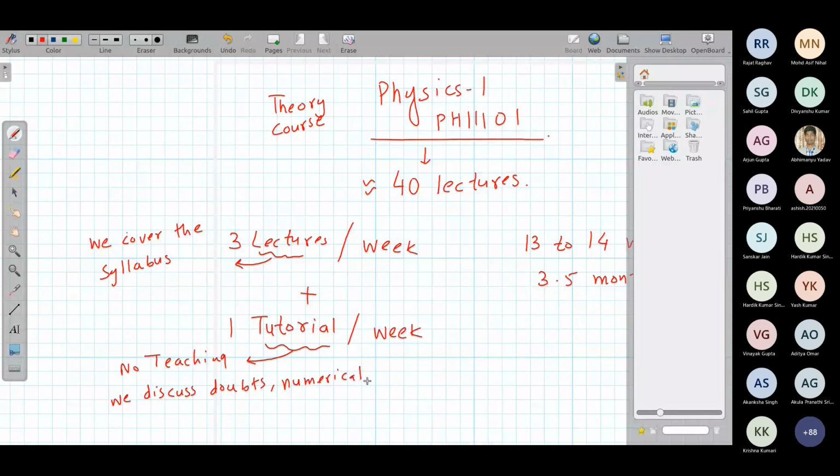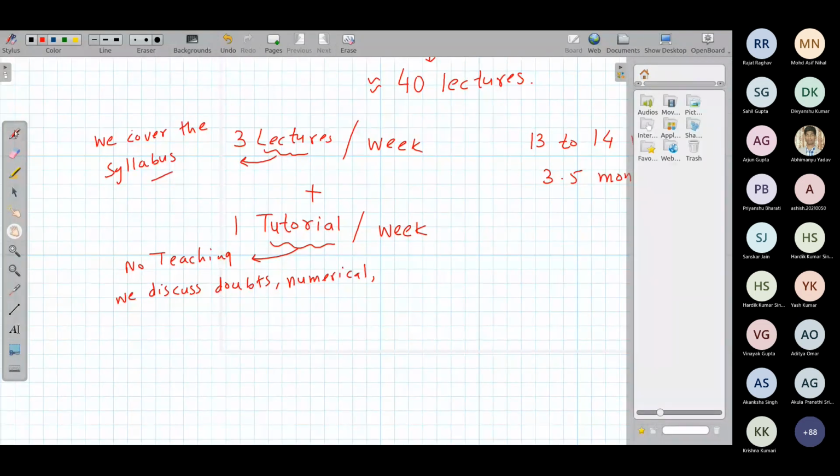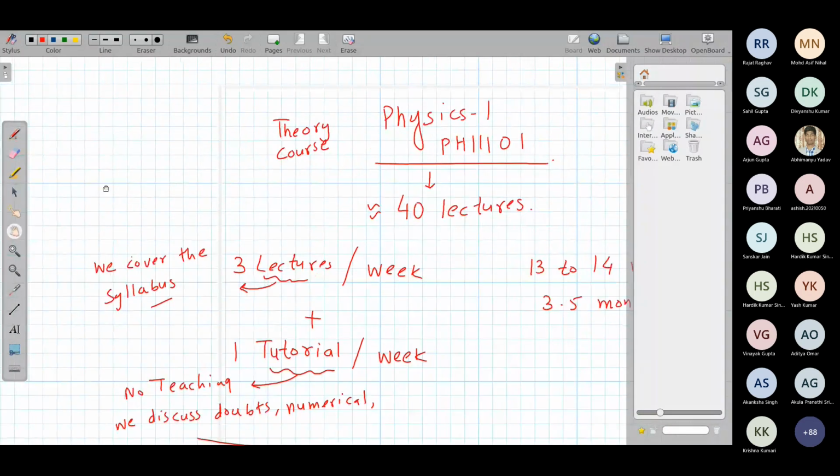So whatever we cover in 3 lectures in a week, these things are discussed, or the numericals related to them are covered, in a tutorial class. That is how you will have 4 classes per week. And that is why some of you may know that this is a 4 credit course. 4 credit means you are going to spend 4 hours per week.